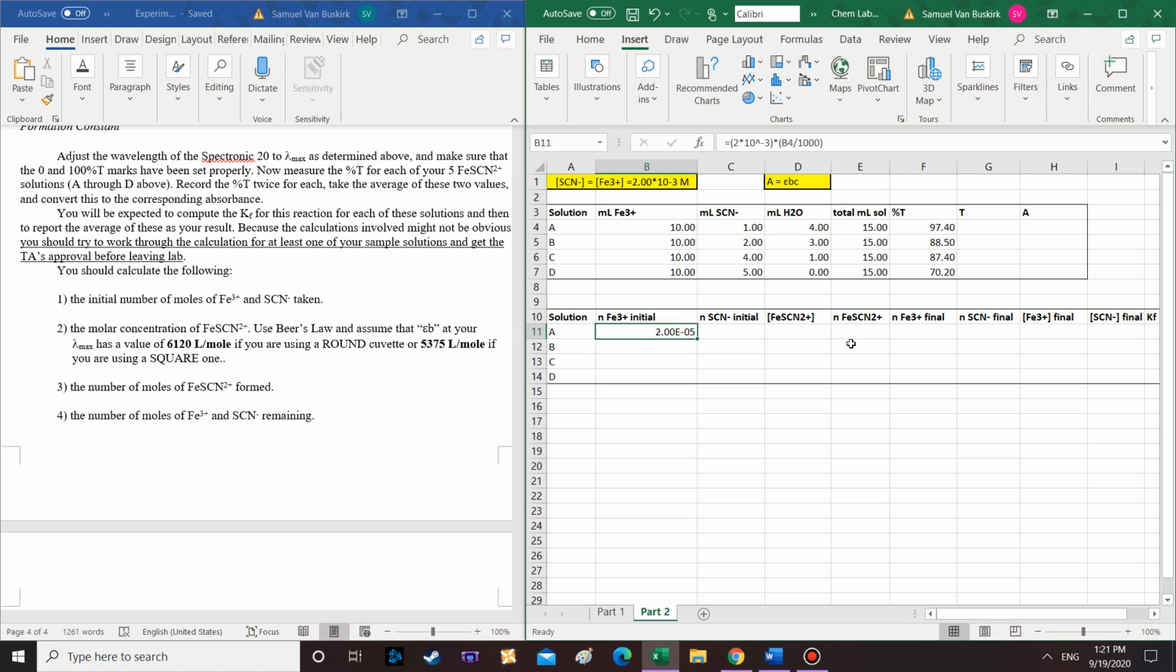Now what's cool is we can, just like we did in the first part, we can just drag this box over and it will do this same calculation for thiocyanate. Since the concentration doesn't change, we don't need to worry about the concentration changing up here. It's just going to be this concentration multiplied by this volume divided by 1,000. So I can just drag this over, and there you go. Now if you notice, I have these set to scientific notation.